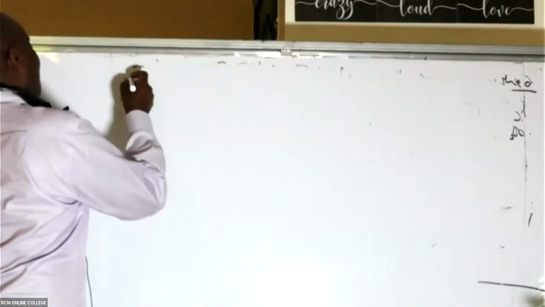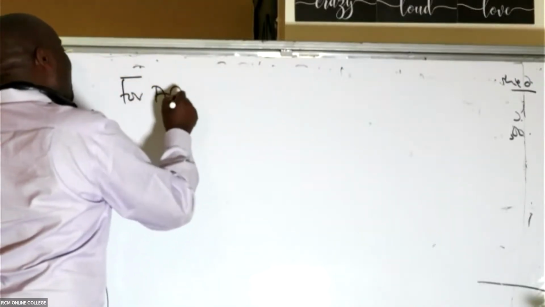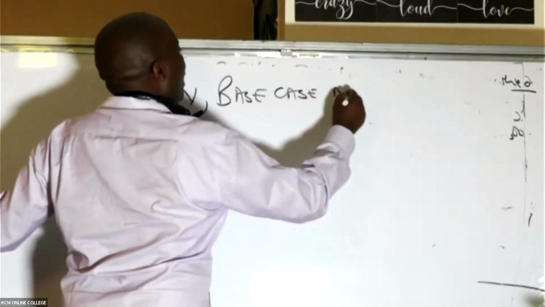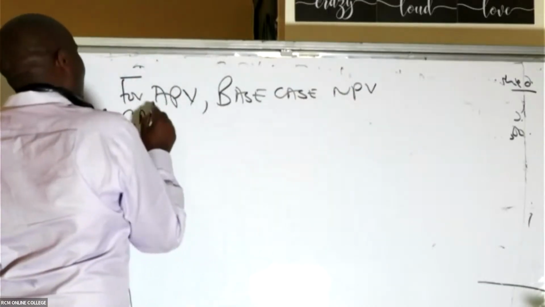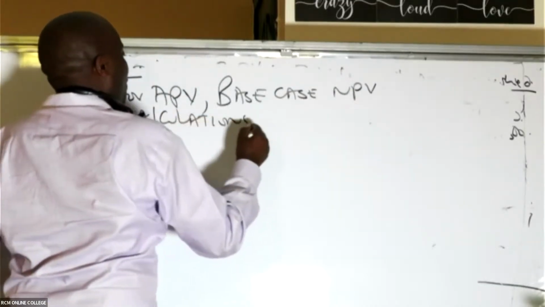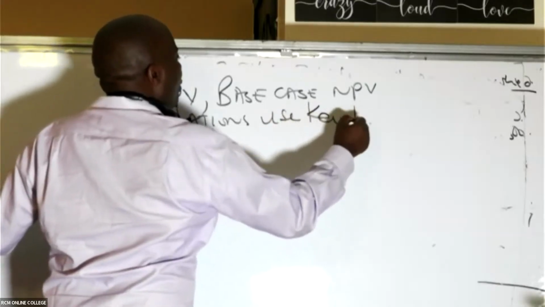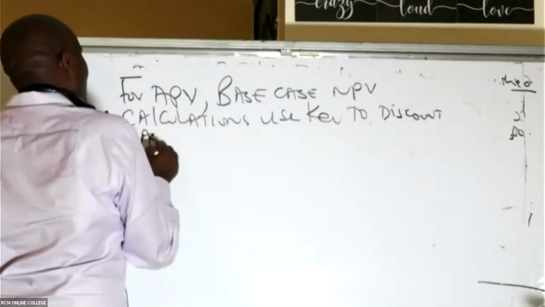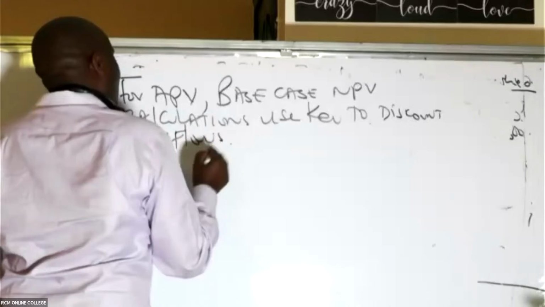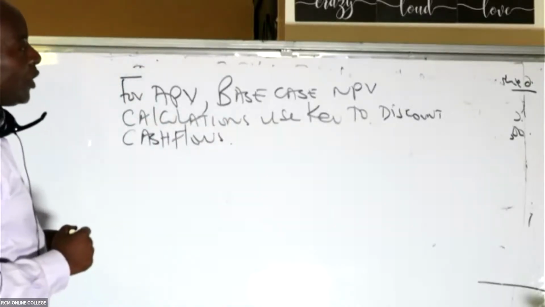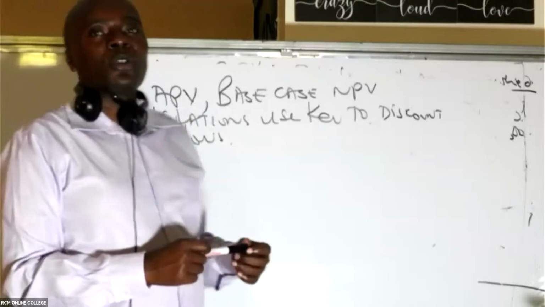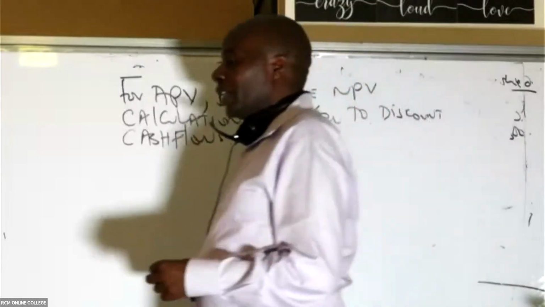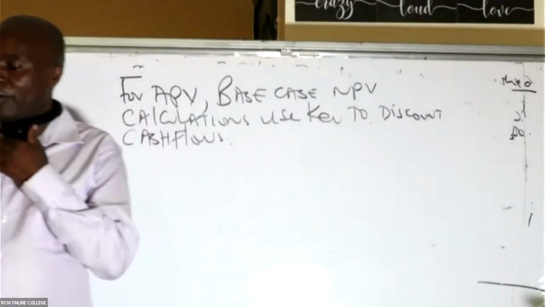So remember, for APV, base case NPV calculations, use KU to discount cash flows. KU is the cost of equity of an unlevered firm. Cost of equity of unlevered organization.